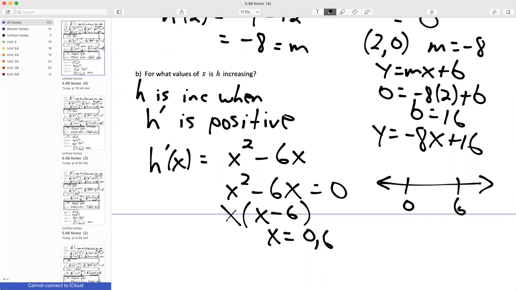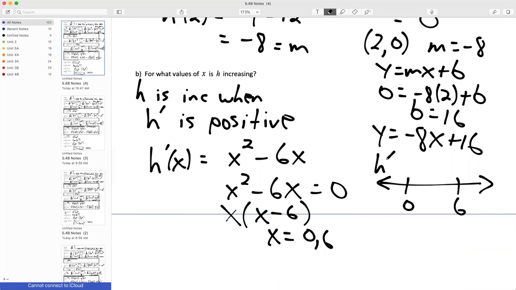But wait, what do I plug into? The original or h prime of x? Hold on. Let me think about this for a second. This says h is increasing when h prime is positive. So if I'm doing a sign chart and I want to know where the slope is positive, I'm going to plug values into the derivative.